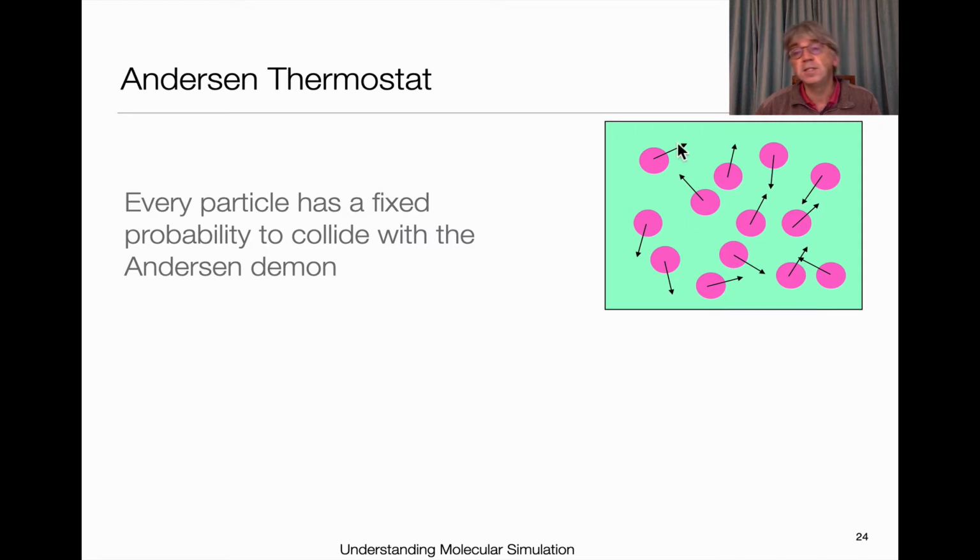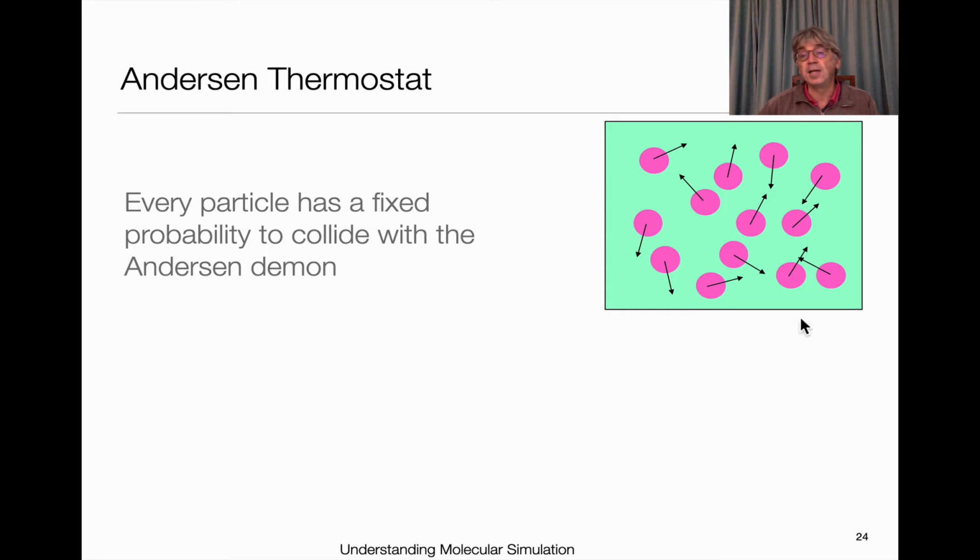So what is the idea of an Andersen thermostat? This is our system, our particles, and the arrows indicate in which direction the particles move. Andersen thought the way we can mimic a thermostat is to introduce a daemon, which we'll call the Andersen daemon. At random moments during the simulation, this daemon takes a particle and gives it a new velocity taken from the Maxwell distribution of velocities at that particular temperature.